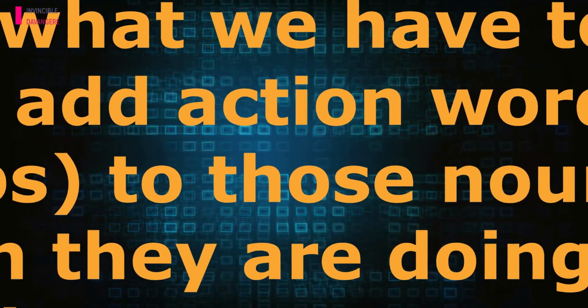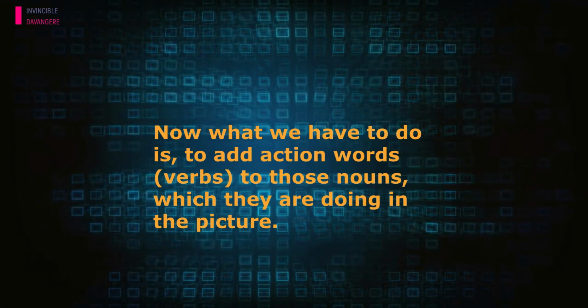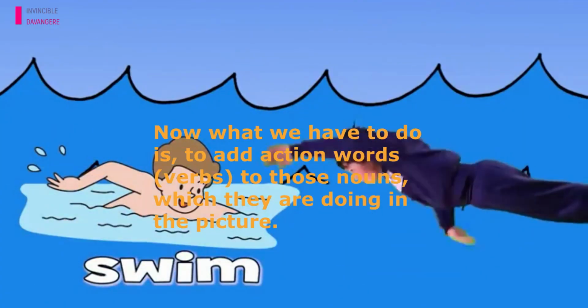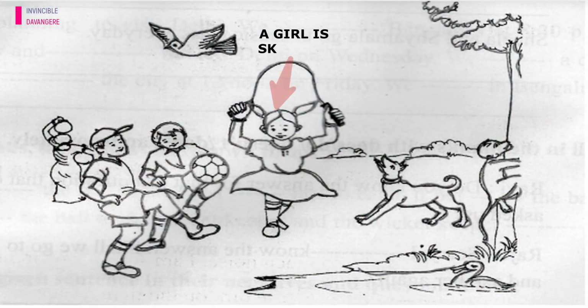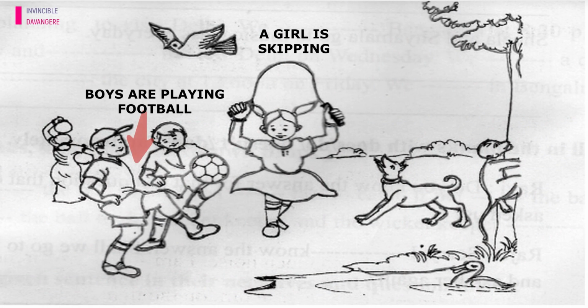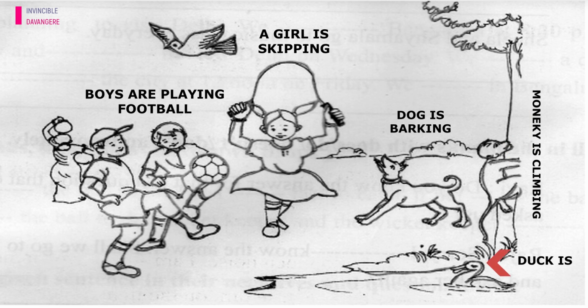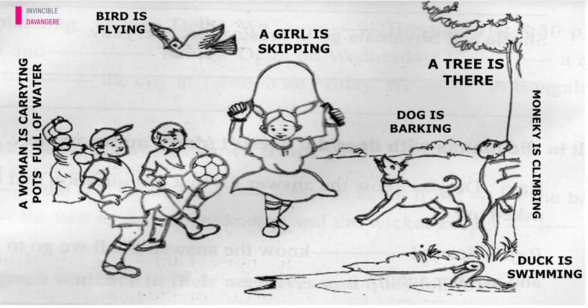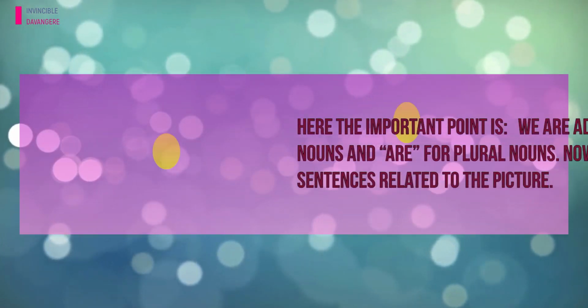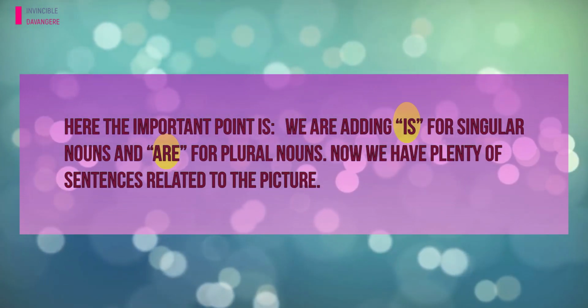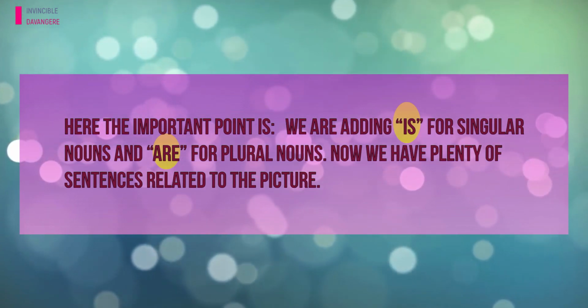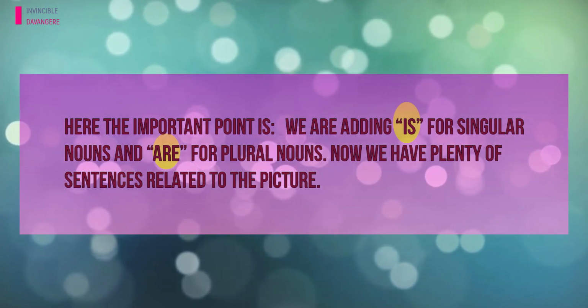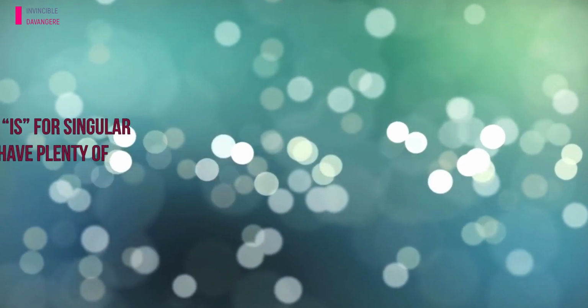Now, what we have to do is to add action words to those nouns which they are doing in the picture. A girl is skipping, boys are playing football, dog is barking, monkey is climbing, duck is swimming, tree is there, bird is flying, a woman is carrying pots filled with water. Here, the important point is, we are adding "is" for singular nouns and "are" for plural nouns. Now, we have plenty of sentences related to the picture.